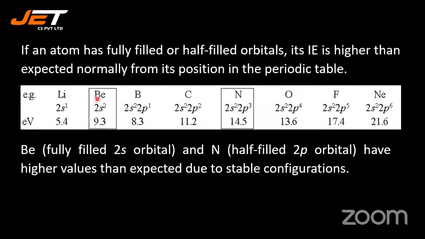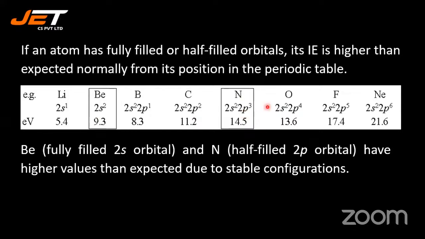This has already cleared mains also, because beryllium has fulfilled orbitals, right? S can have a maximum of 2 electrons, right? P can have a maximum of 6 electrons. P already has 3 electrons here.